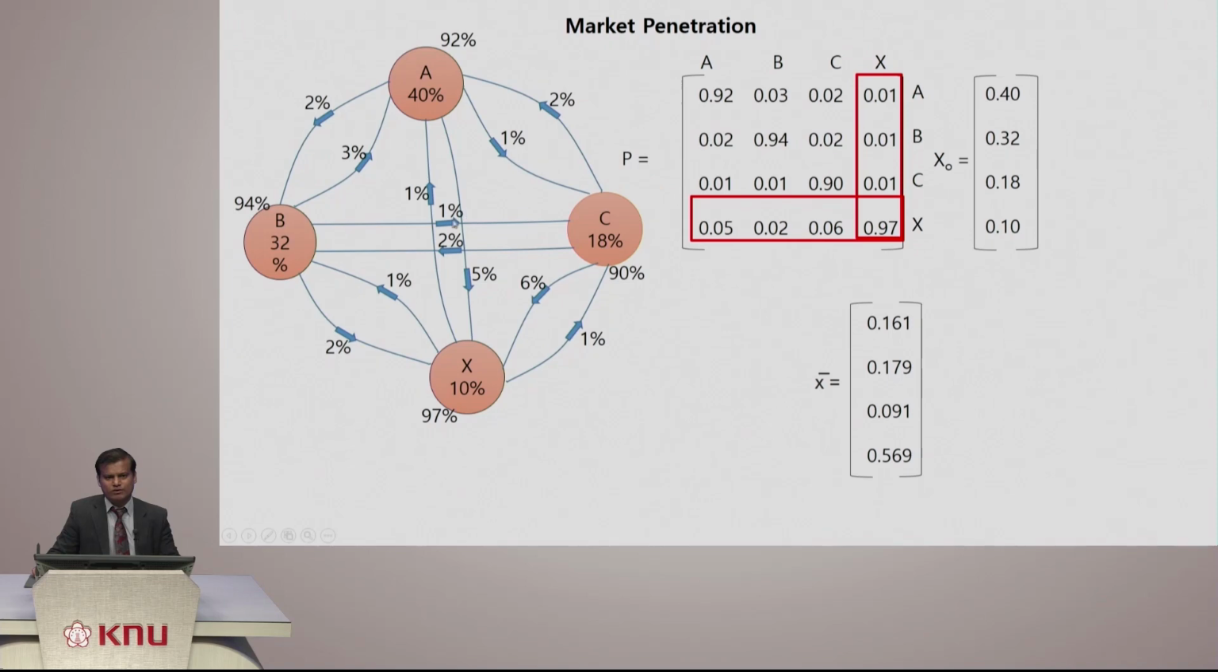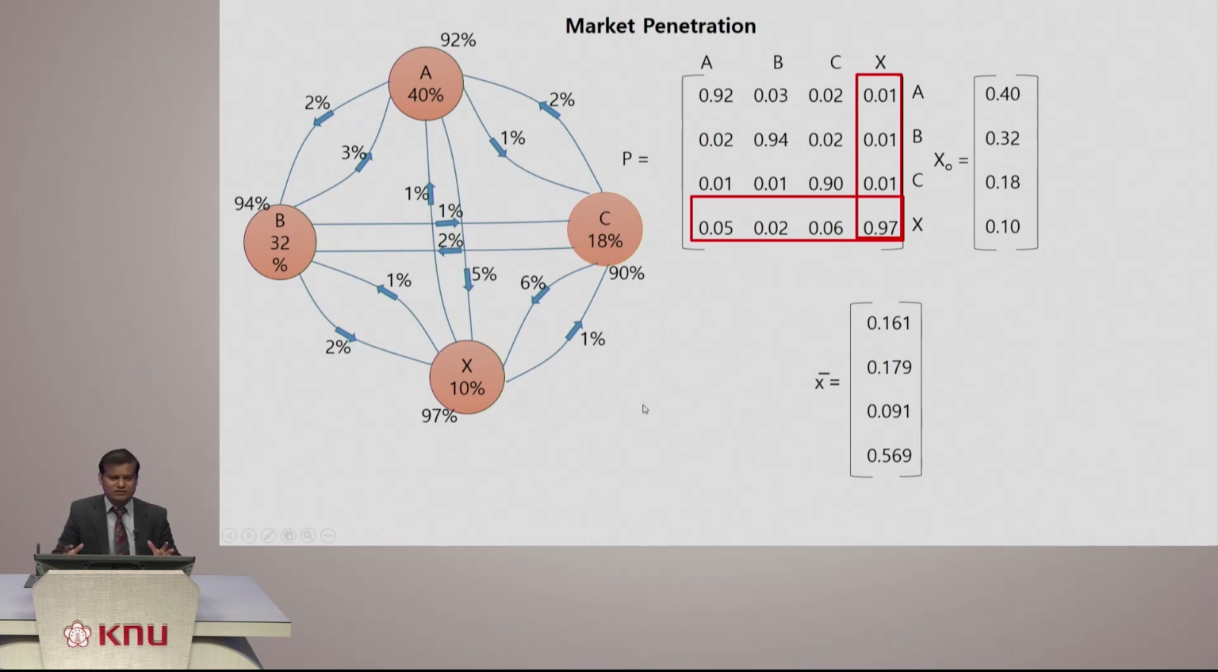C also receives 1% from brand B and 1% from brand A, and 1% from the new brand X. Likewise, for customers in A, 2% go to brand B, 1% goes to brand C, and 5% go to the new brand X. And it also gets 1% from X, 3% from B, and 2% from C. So this is the overall probability transition matrix with all different possibilities.